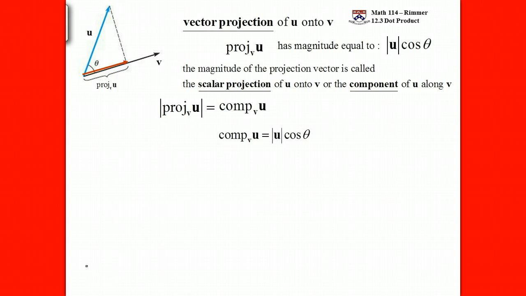So we start with this and try to come up with something better. Remember our formula for cosine theta? It's the dot product divided by the product of the magnitudes. Why can't we just replace that?